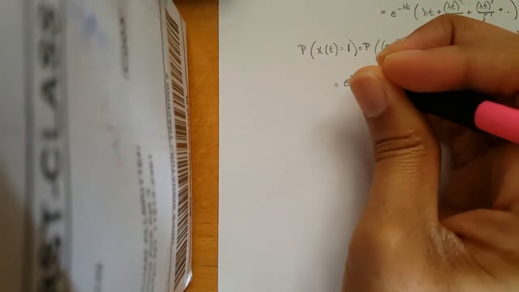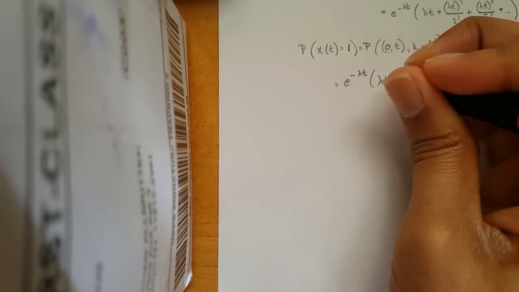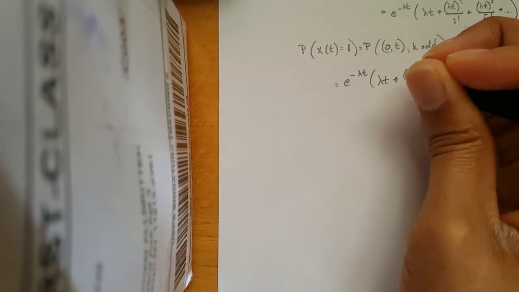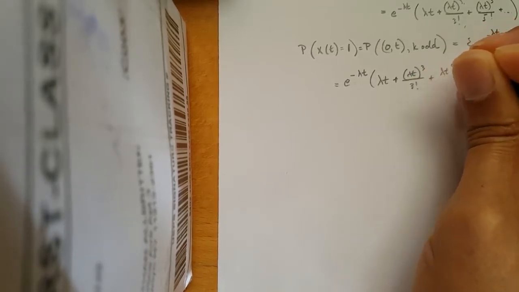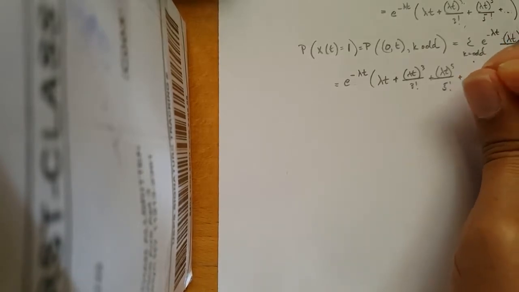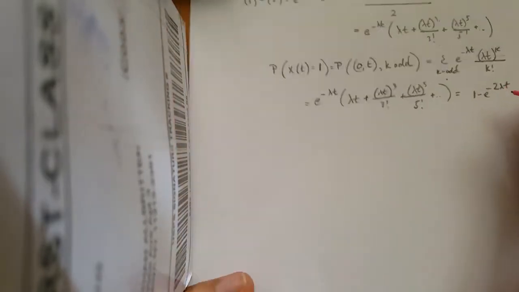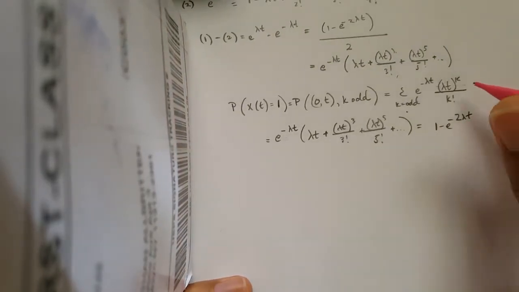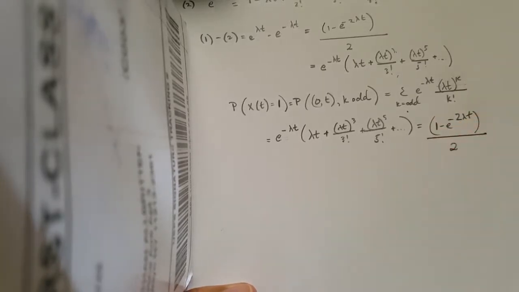And again, simplifies out to e to the negative lambda t times lambda t plus lambda t to the third over 3 factorial plus lambda t to the fifth over 5 factorial, which is 1 minus e to the negative 2 lambda t over 2. Oh, can't see it, my bad.